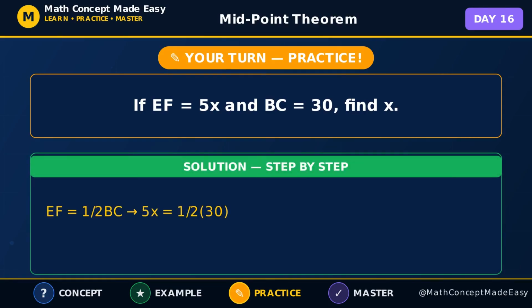Okay, let us solve it together. EF equals 1/2 BC, which means 5x equals 1/2 of 30. 5x equals 15, which means x equals 3. How did you do? If you slipped anywhere, rewind and watch that step again. That is exactly how strong students learn.